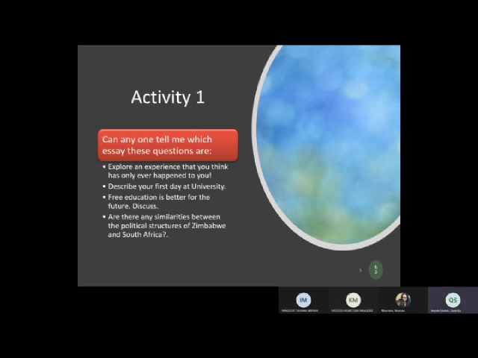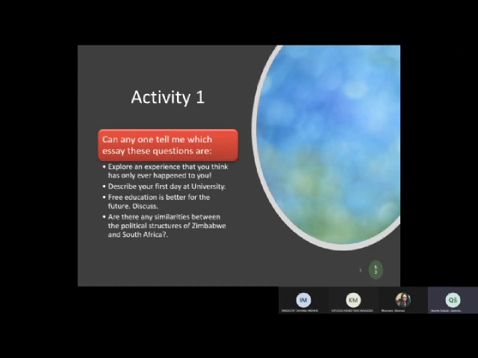Okay, Katlego, you are very right. The first is definitely a narrative essay, right? The second could go for a descriptive as well as an expository. So you're right on that one. It could work as a descriptive. It could also work as an expository. So you had that correct.